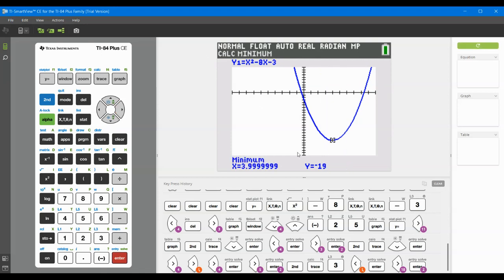And here we find our minimum point, and that's basically 4. It's 3.99, but to round it up, it's 4. And the y coordinate is minus 19. So it's 4, minus 19. So that's how we can find 0 values here and the minimum point of a graph.